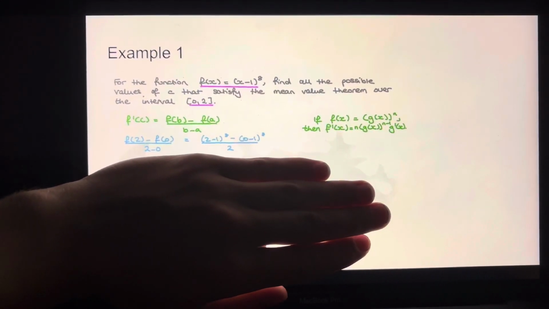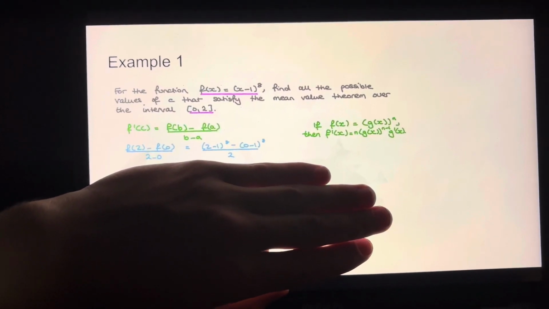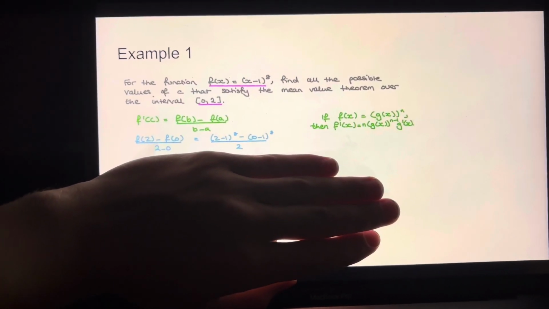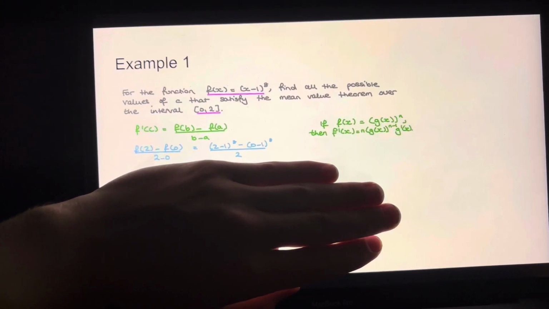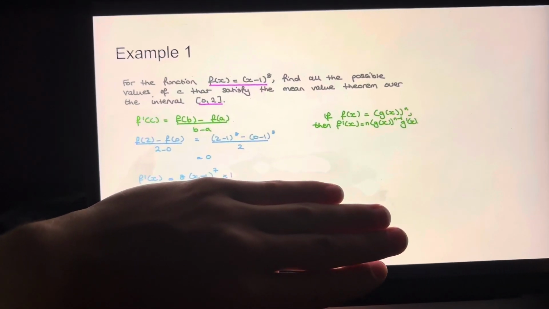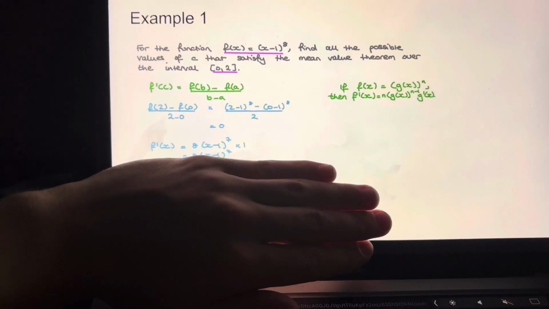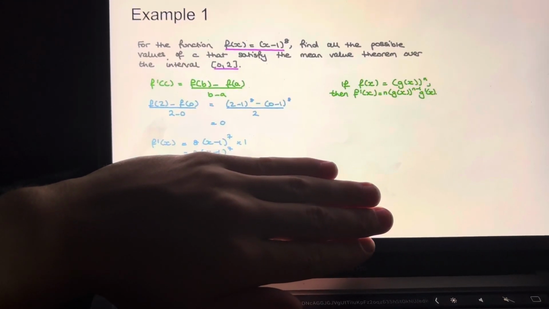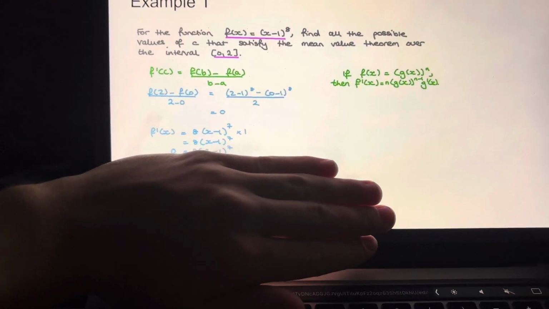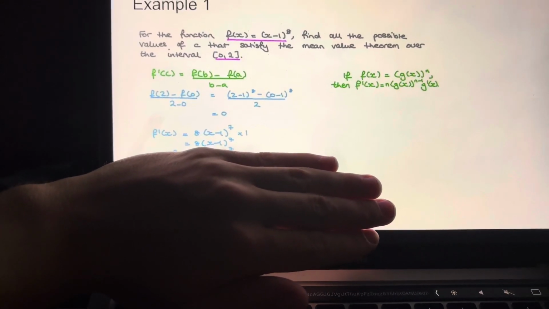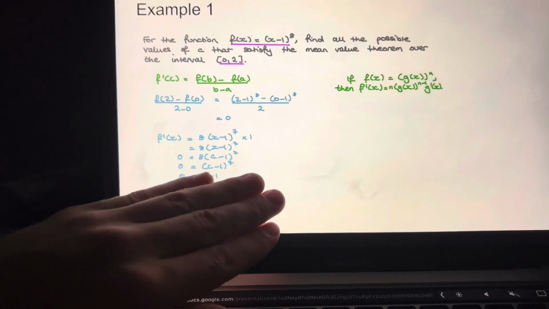So plugging in our values here, we have f(2) minus f(0) over 2 minus 0, which is equal to (2 - 1)^8 minus (0 - 1)^8 over 2. And we get that by plugging in our function from above. And that equals 0. So the derivative is 8 times (x - 1)^7 times 1. And then we get 8(x - 1)^7, since putting that times 1 in there doesn't change anything.